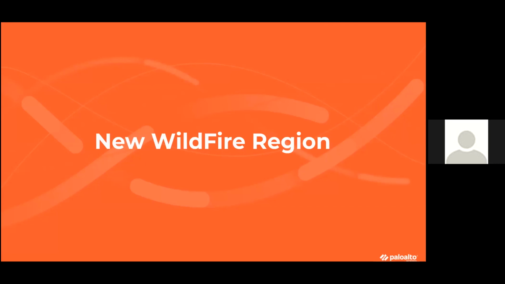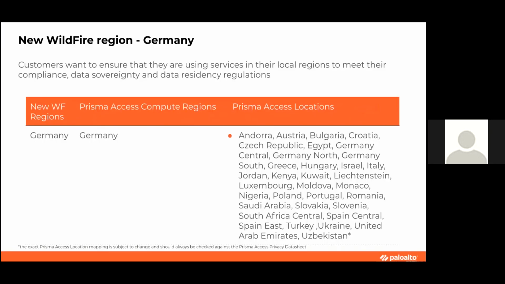Scaling, we have introduced a new WildFire region. Prisma Access now supports the use of the WildFire Germany cloud, allowing you to utilize the WildFire cloud-based threat analysis and prevention engine while ensuring the files submitted for analysis stay in the country to address data location concerns. And you can see the new region will be using these locations, all in EMEA.